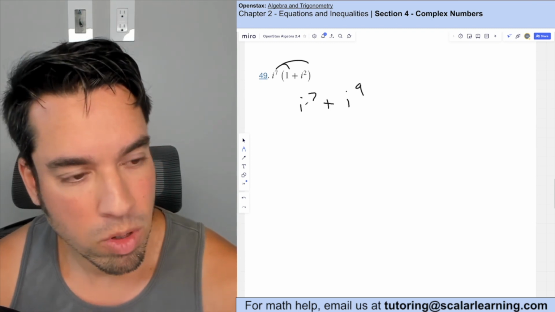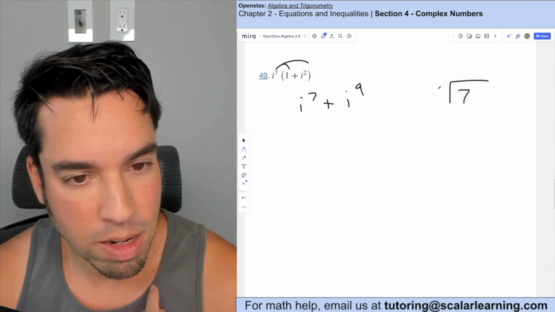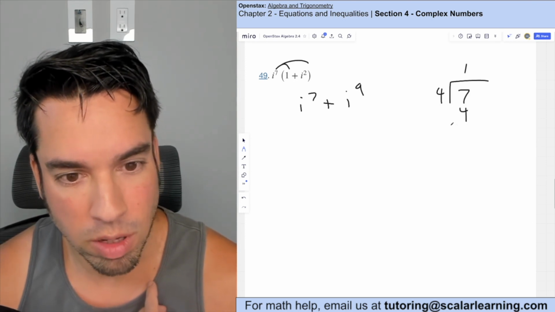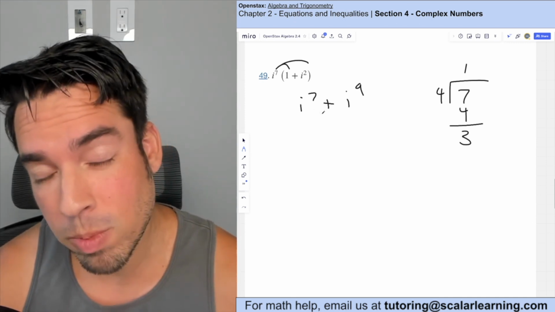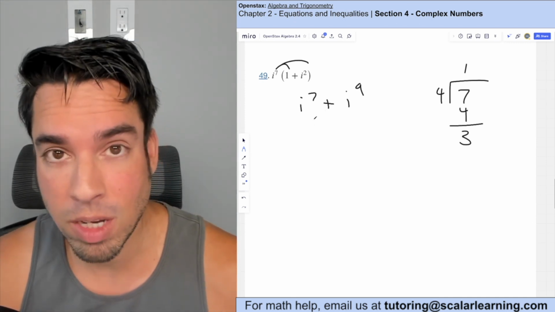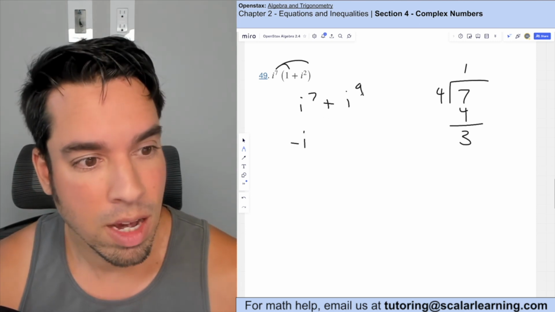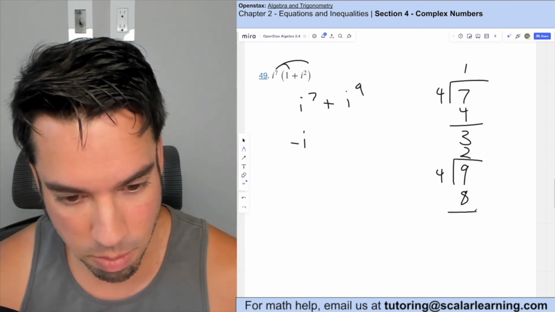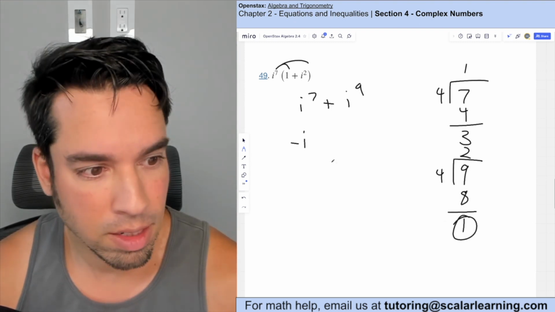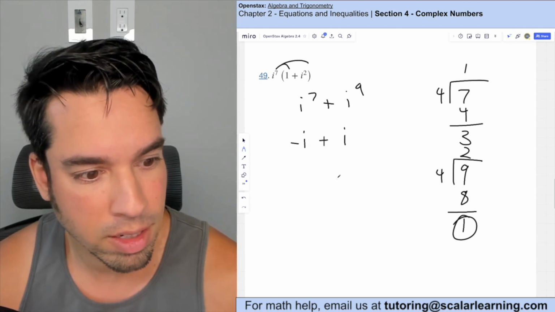So if you remember our chart, what we would do is we would take 7, we divide it by 4. That's 1 with a remainder of 3, which means this is like i cubed. i cubed is just negative i. i times i times i. i times i is -1 times another i is negative i. Now, when we do 9 divided by 4, we get 2 with a remainder of 1. That means i to the 9th is the same as i to the 1st, which is just i. Negative i plus i is 0.